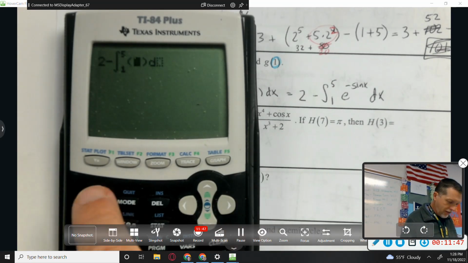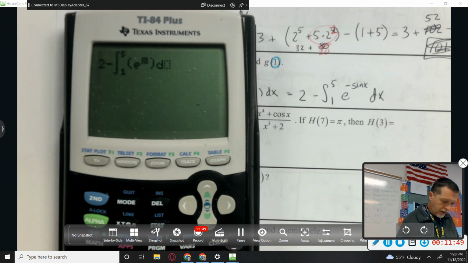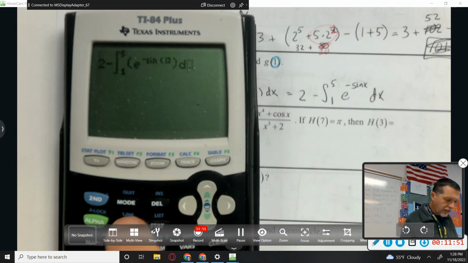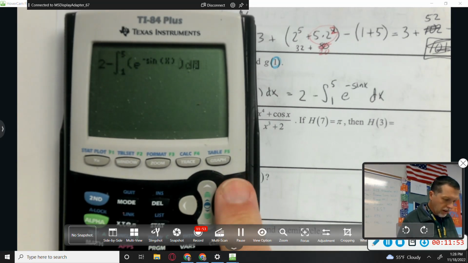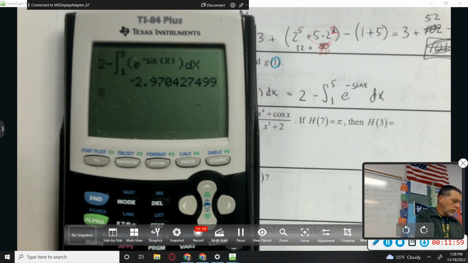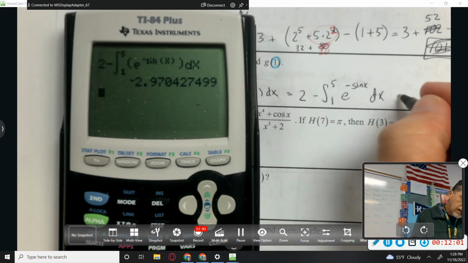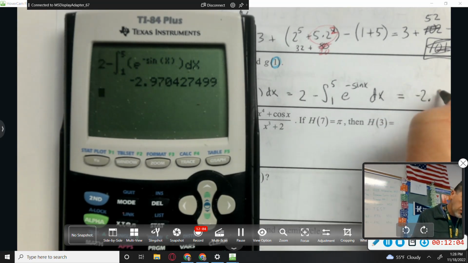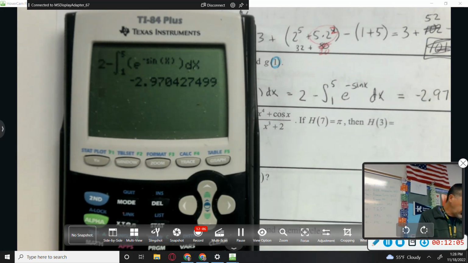1 to 5, e to the negative sine of x dx. And again, the calculator does all the work and spits out an answer, negative 2.970.